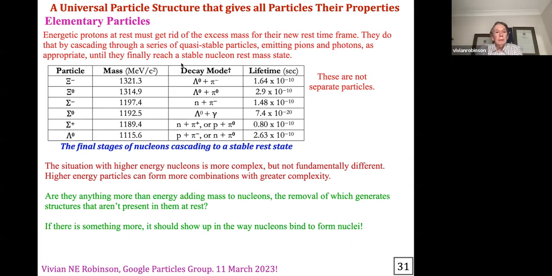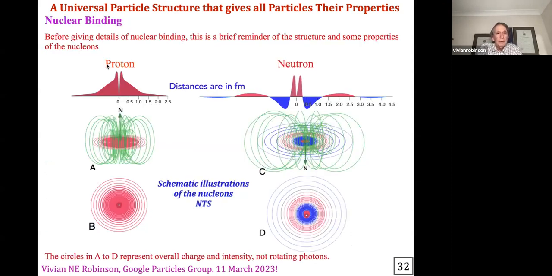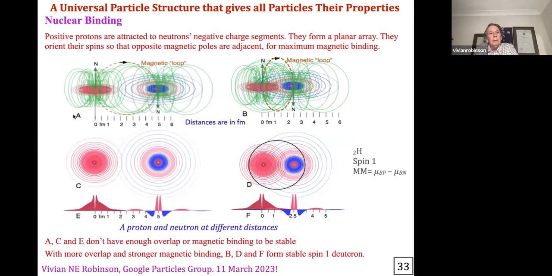Just as a reminder, here are the representations of the nucleons that I'll use: proton and neutron. I explained those before. Again, these circles just represent intensity of charge, not rotating photons. So what happens when a proton comes close to a neutron? Here we've got two situations, one of 5 FM spacing and one of 2.5 FM. The first thing to note is that, because charge is generated in a plane, they will align themselves in a planar array.